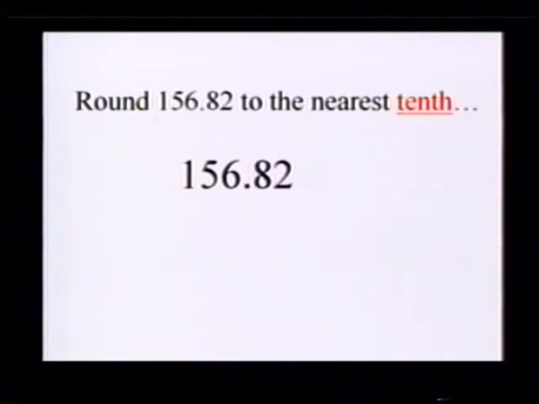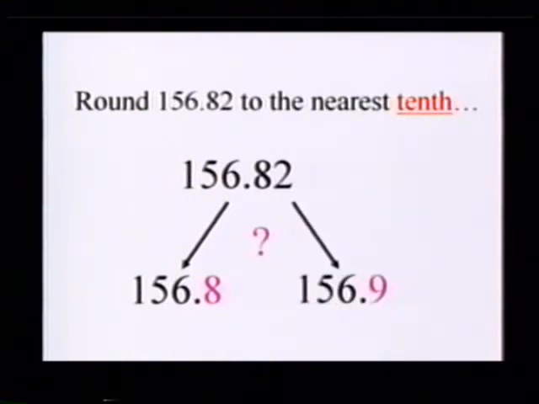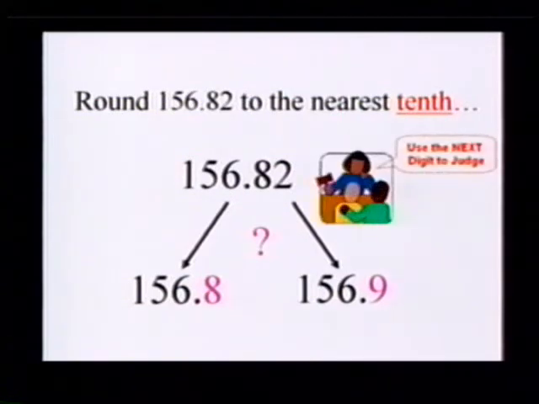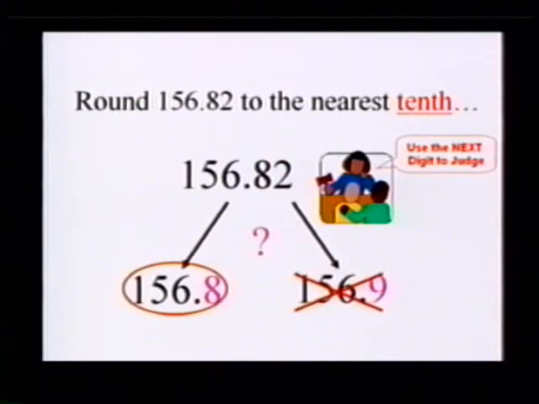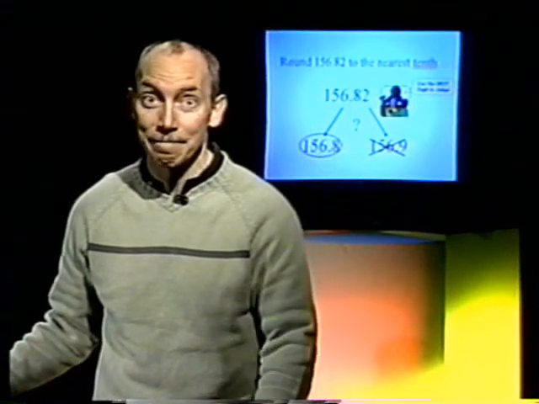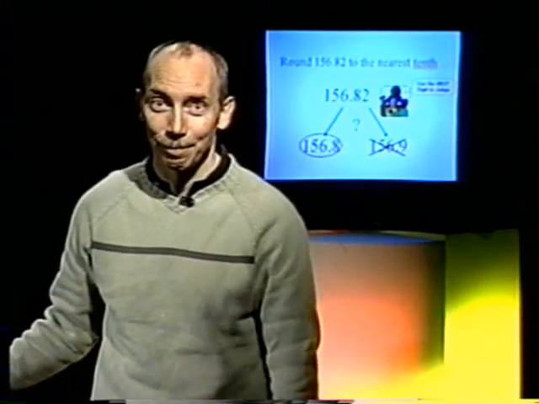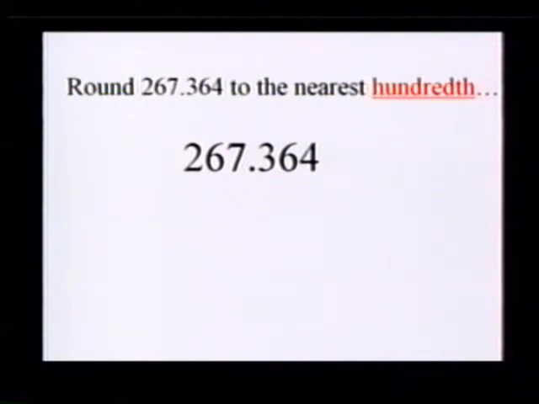Let's see. We have to decide, is this going to be 156.8 or 156.9? Same deal. What are we going to use to decide? The next digit. And it's not quite halfway. So there it is. The answer is 156.8. Don't add your zeros. You don't need to, because you could take them away if you wanted to as well. Okay? You want another? You got it. Let's see.